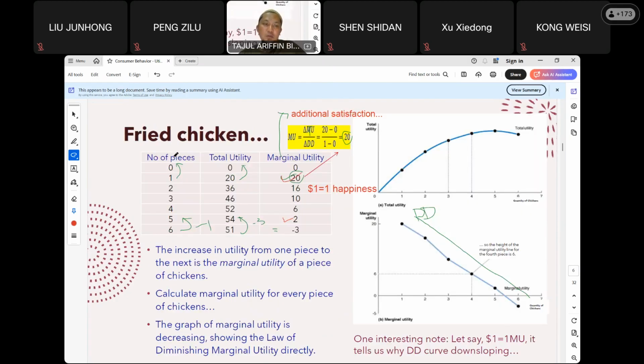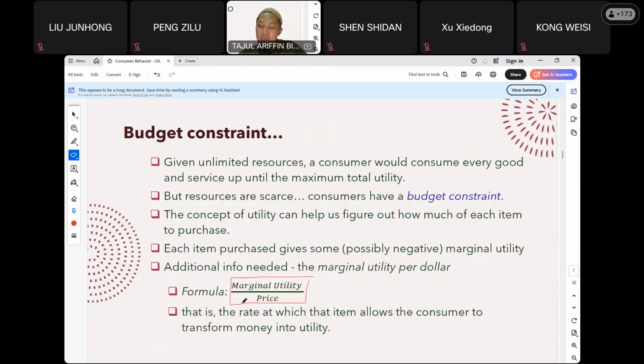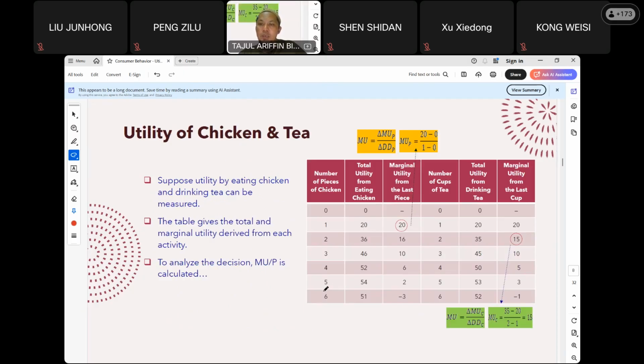Just now we only discussed total utility, and then eventually marginal utility. Now we have another piece of information that we are required to construct in order to make a decision on what to buy and how much to buy. So let's say now we have two options only: chicken and tea.